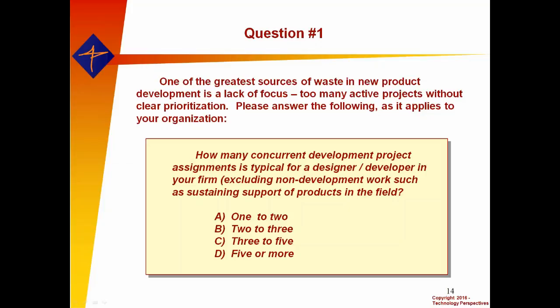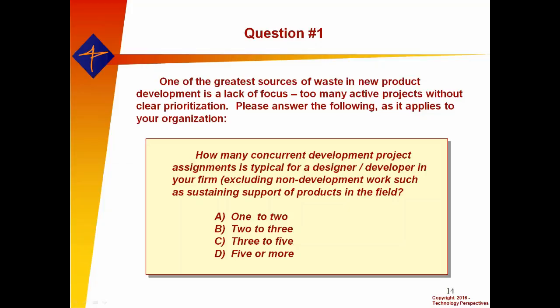The first question I asked was 1 to 2. Not a single hand went up in the room. 2 to 3, I got a couple smatterings. By the time I got to 5 or more, more than half the class had 5 or more. And I will tell you what's optimal based on time studies I've done over the last 20 years. Optimal number is 2 to 3 with solid prioritization, so the most important project always comes first.